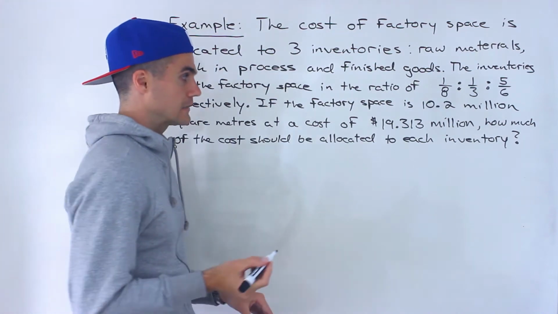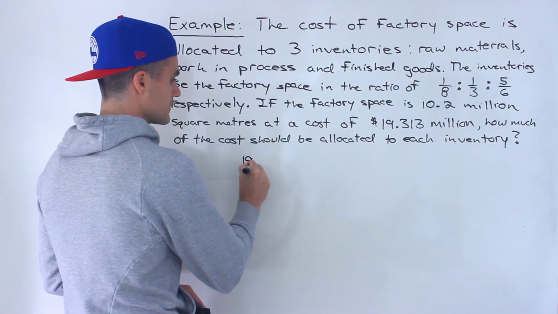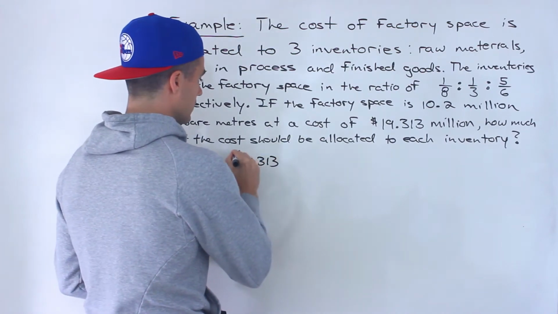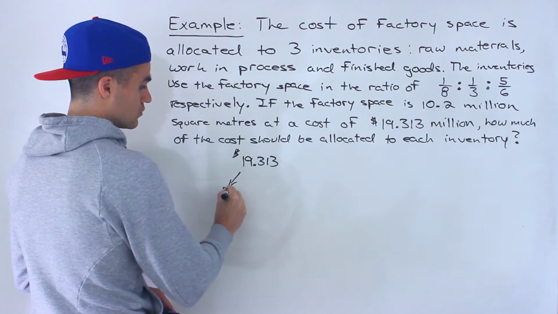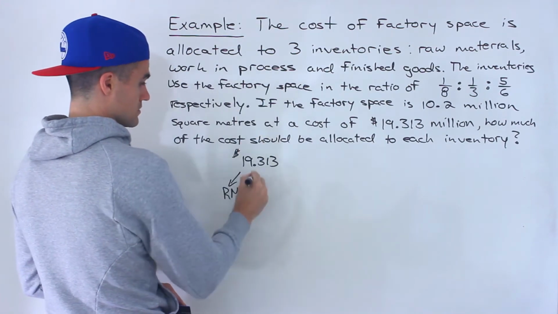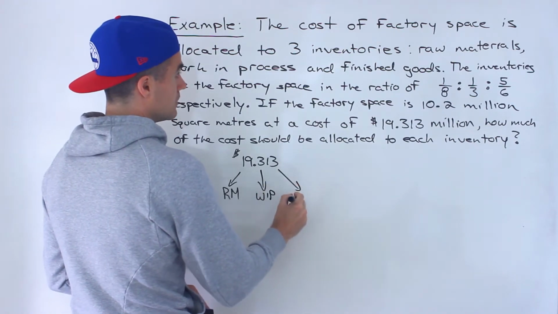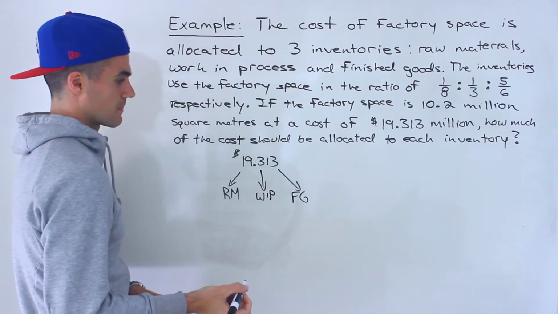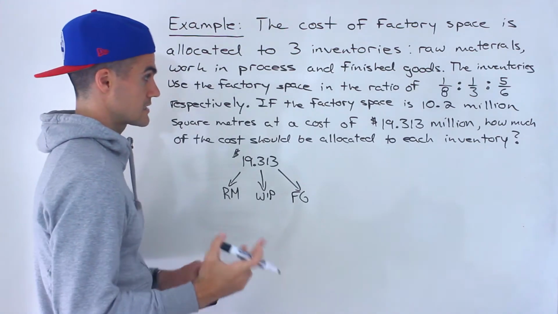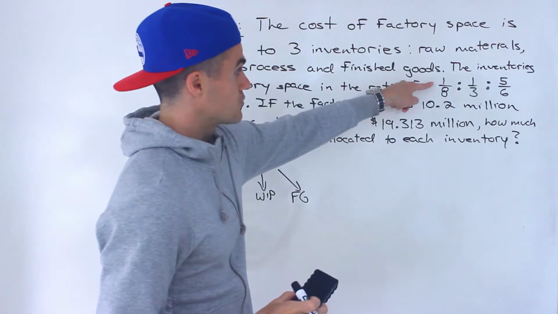What we're doing in this question is figuring out how that cost of $19.313 million is going to be allocated to raw materials, work in process, and then finished goods. That's what the question is asking for. To do that, we're going to have to use this ratio.